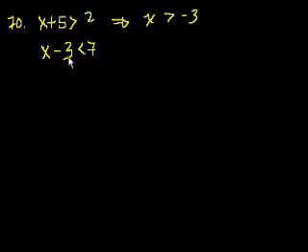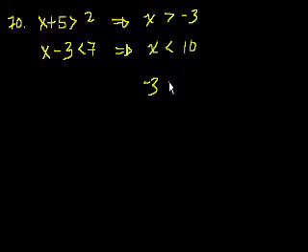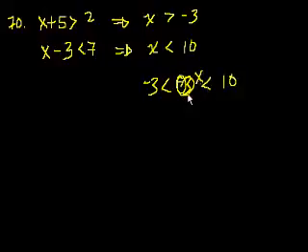And for this bottom one, let's add 3 to both sides of this equation. So x minus 3 plus 3, that's x, is less than, what's 7 plus 3? 10. So x is greater than minus 3 and less than 10. So that's A.